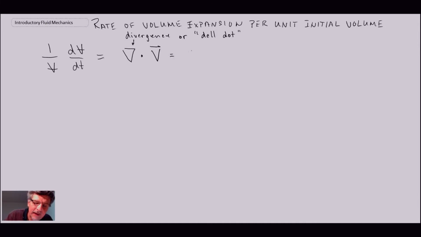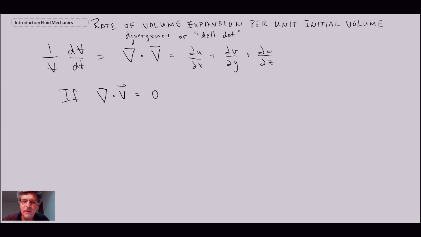And we can write that out. That's a dot product. So del dot V is expressed in terms of partial derivatives of our three velocity components, u, v, w. And if it turns out that we have a flow where del dot V is equal to 0, this would be the case where the volume does not expand or contract in the fluid flow, and that is what we would call incompressible.